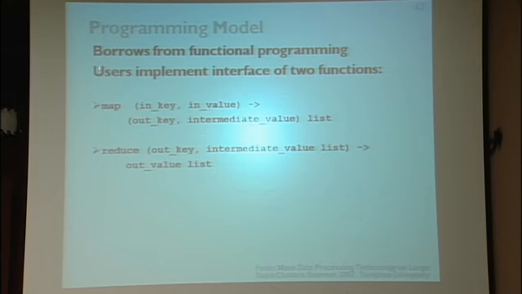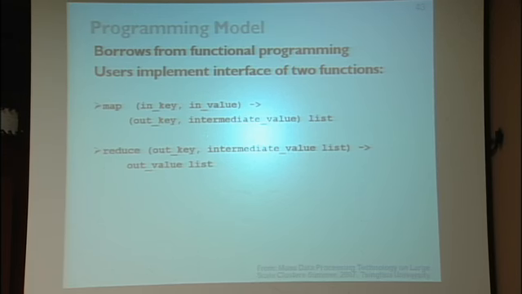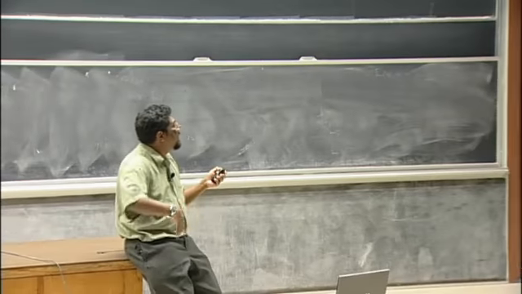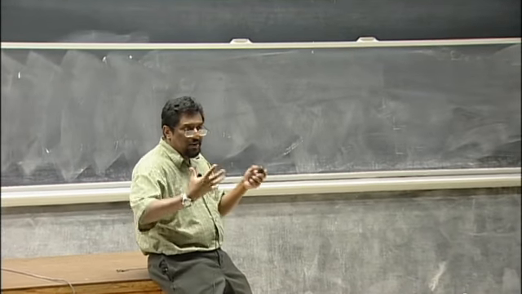This borrows a lot from functional programming. What that means is I am not changing data. I am always taking some values and creating something new. So I'm never changing something existing. That's basically the main idea about functional programming. So MapReduce has two components.